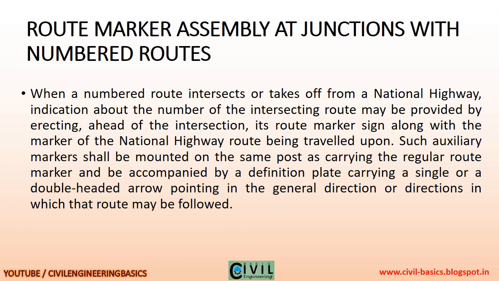Route marker assembly at junctions with numbered routes. When a numbered route intersects or takes off from a national highway, indication about the number of the intersecting route may be provided by erecting, ahead of the intersection, its route marker sign along with the marker of the national highway route being traveled upon. Such auxiliary markers shall be mounted on the same post as carrying the regular route marker and be accompanied by a definition plate carrying a single or a double-headed arrow pointing in the general direction or directions in which that route may be followed.